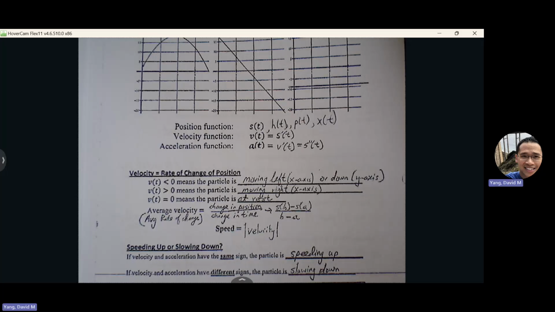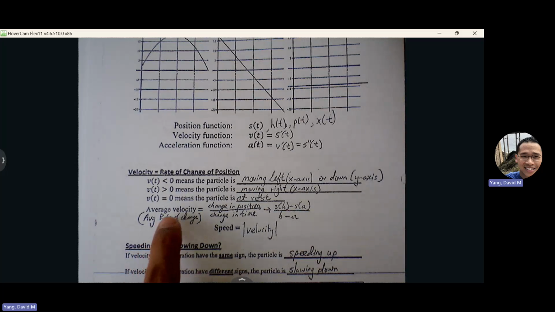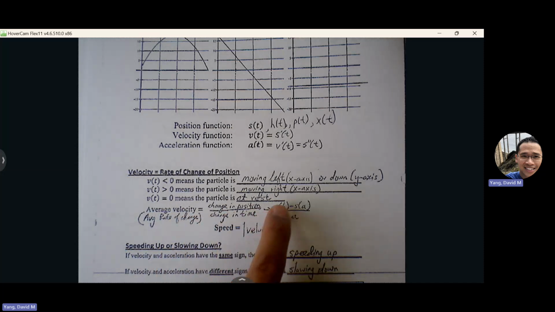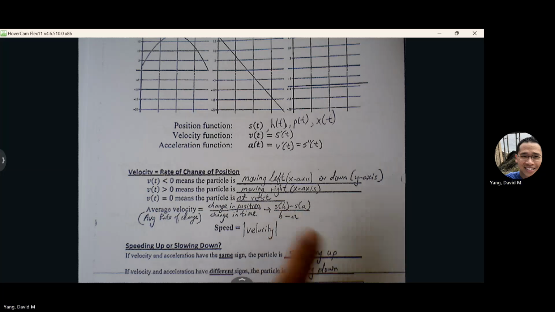Average velocity is defined as the change in position divided by the change in time. Just be aware that when students see average velocity, the tendency is to want to use the velocity function because you see the word velocity, but average velocity doesn't use the velocity function. It uses the position function. It's the slope of the position. Now, if it's asking for the instantaneous velocity, then you would use the velocity function.